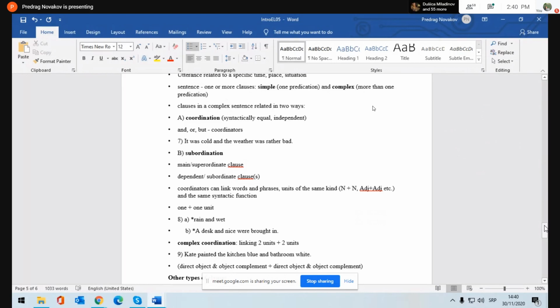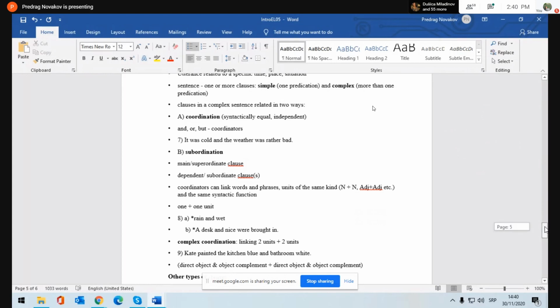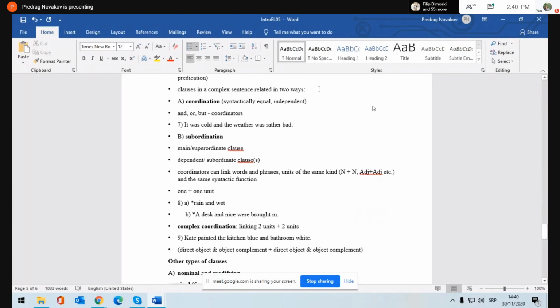We already started this topic several minutes ago, but this is now the segment where we're going to develop it a bit. Okay, so clauses in a complex sentence are related in two ways. We can talk about coordination and subordination. Perhaps you already know this from secondary school.